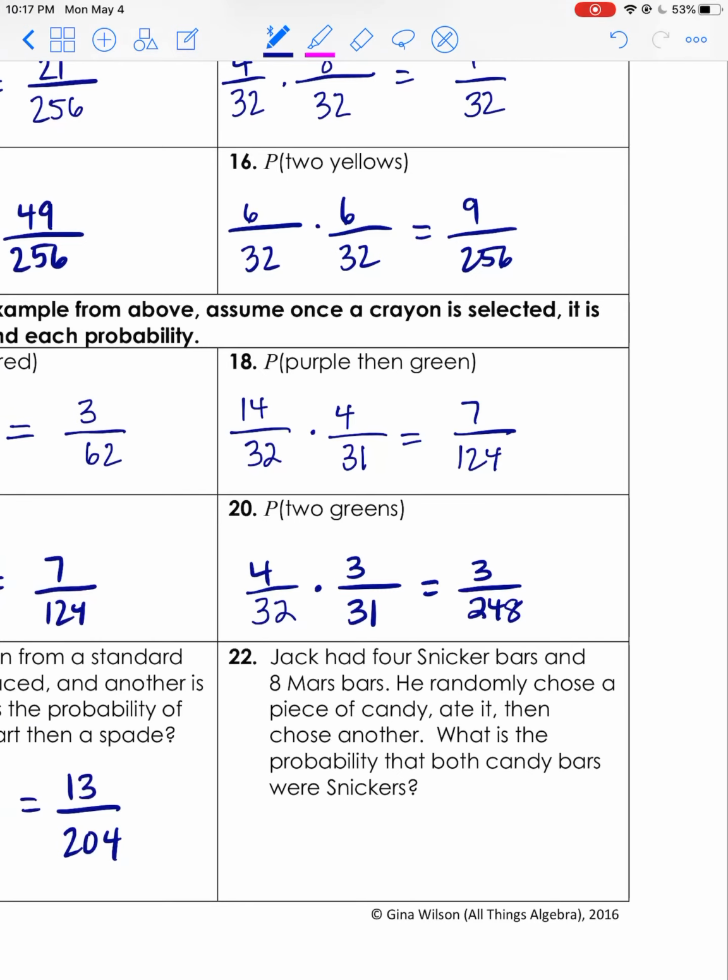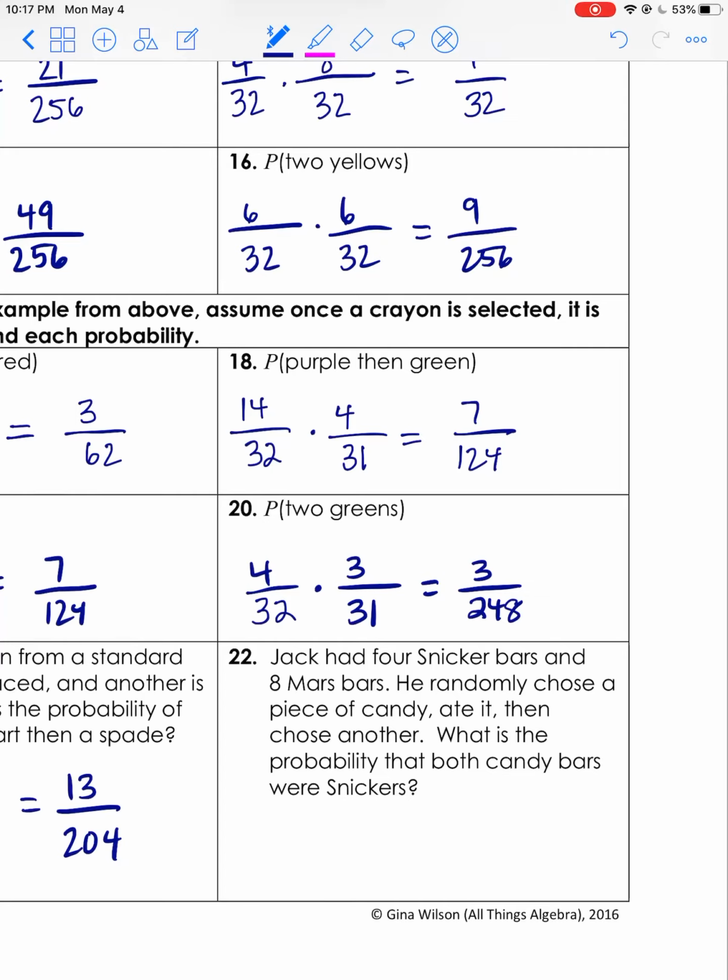Jack had 4 Snickers bars and 8 Mars bars. He randomly chose a piece of candy, ate it, then chose another. What is the probability that both candy bars were Snickers? Well, this one doesn't say whether he replaced it or not, but use common sense here. He ate it, right? So he's obviously not replacing it. So don't always just look for the word replaced or not replaced, right? He ate it. It's obviously not going back.